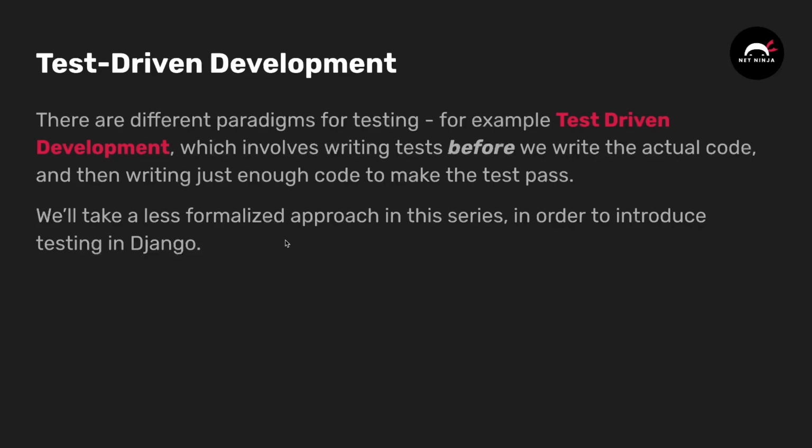In this series, we're going to take a less formalized approach. So in order to introduce testing in Django, I want to make sure that we write the code first, and then we write the tests after that. And the reason for that is that I think it's going to be easier to understand how to test Django if we actually write the Django stuff first, and then we write the tests after.